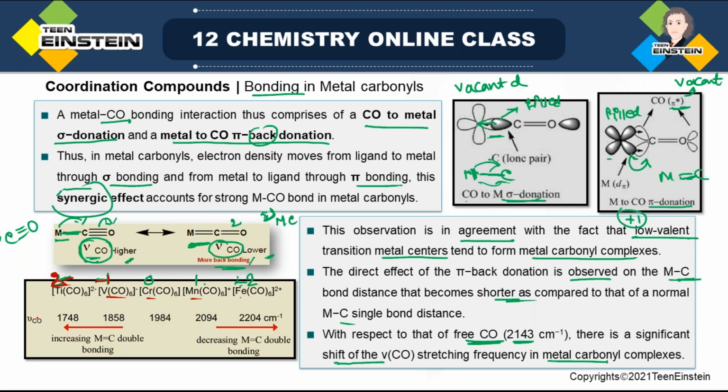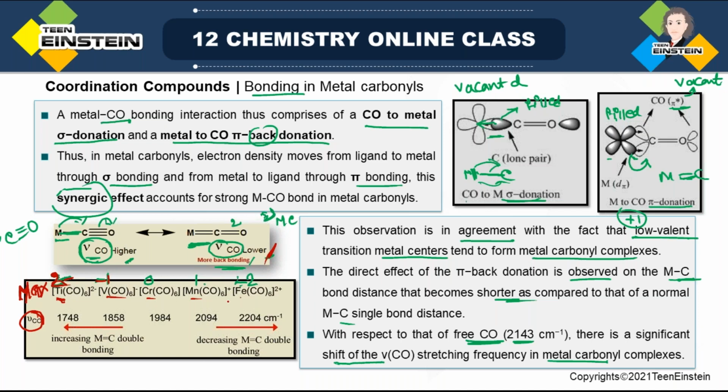Now look at this stretching frequency value for CO. The higher the electron density over the metal, obviously back donation will be very good. And when back donation is very good, stretching frequency will be very low, because back bonding is inversely related to stretching frequency of CO. When back bonding is very high, stretching frequency is very low for CO. So here back bonding will be maximum because the metal center is highly electron rich.